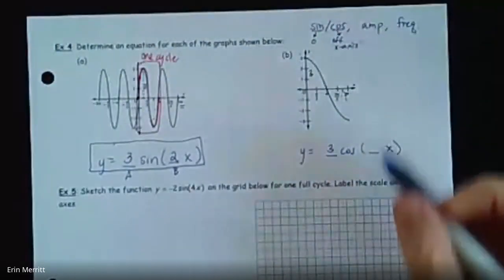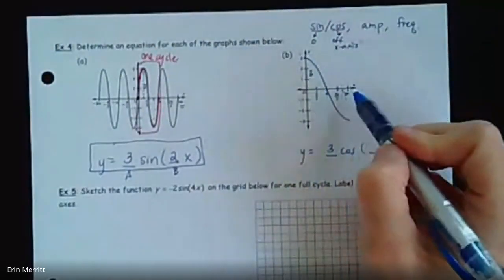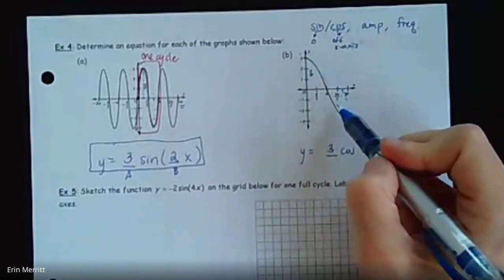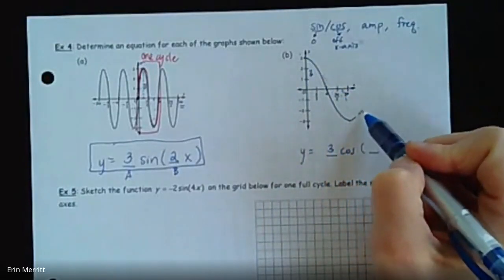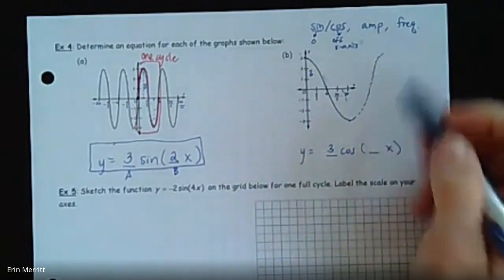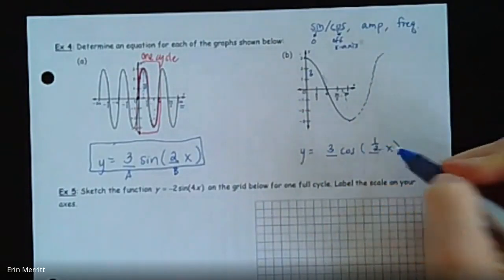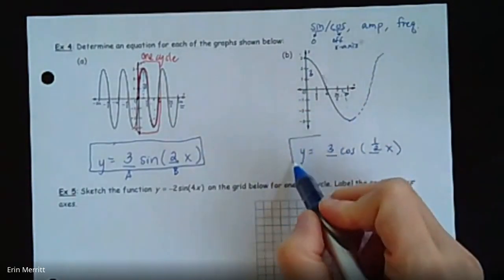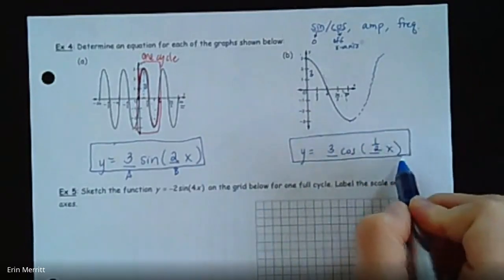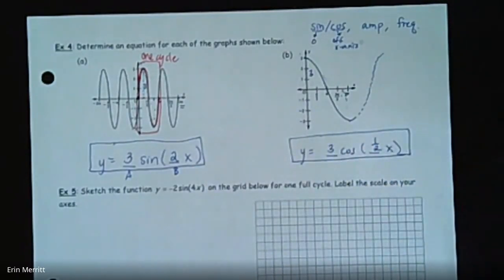All right, but now look. This is from 0 to 2 pi. How much of the cosine curve are we looking at? Well, we're only looking at half of it. So that would be a 1/2 right there. And there you go. Right.